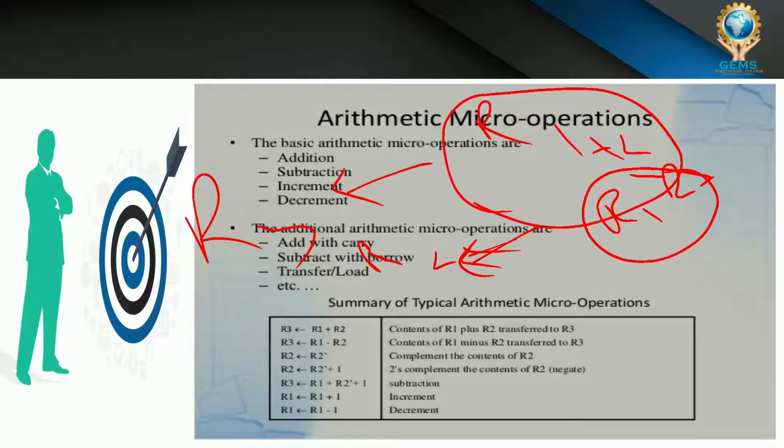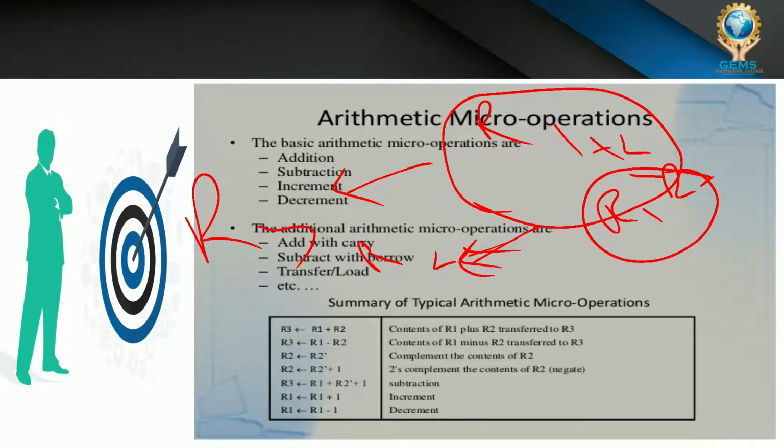Like that, R1 gets R1 plus 1, and R1 gets R1 minus 1, the increment and decrement operators. Subtraction by 2's complement: R3 gets R1 plus R2 complement plus 1. These all are arithmetic operations. These R3, R1, R2 are alphabetical and numerical notations.